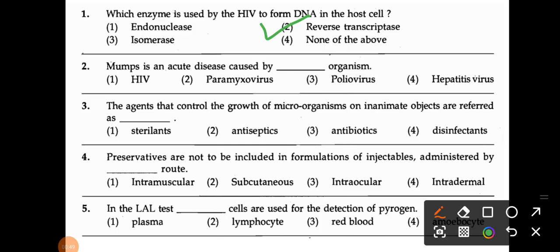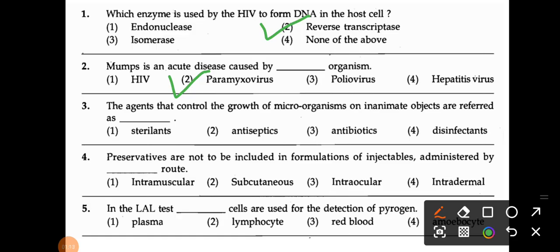The second question, mumps is an acute disease caused by. So what is the causative organism for the mumps? The options are HIV, paramyxovirus, poliovirus and hepatitis virus. So the correct answer is your paramyxovirus.